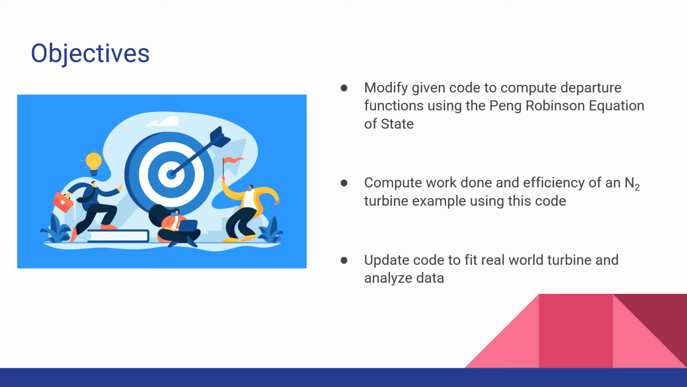For our objectives, we had to compute departure functions using the Peng-Robinson equation of state. We then had to compute work done and efficiency of an N2 turbine given in class. And then we had to update the code to fit a real-world turbine and analyze the data obtained.